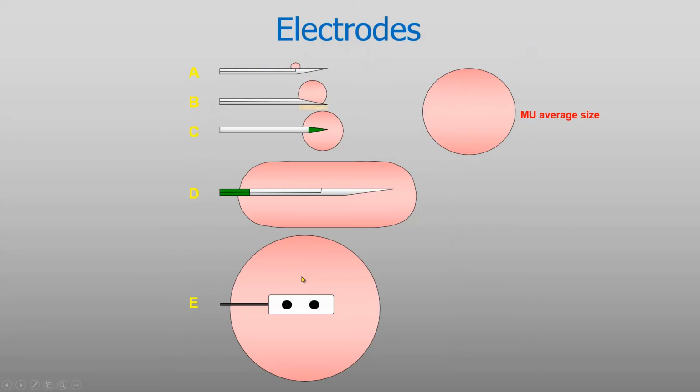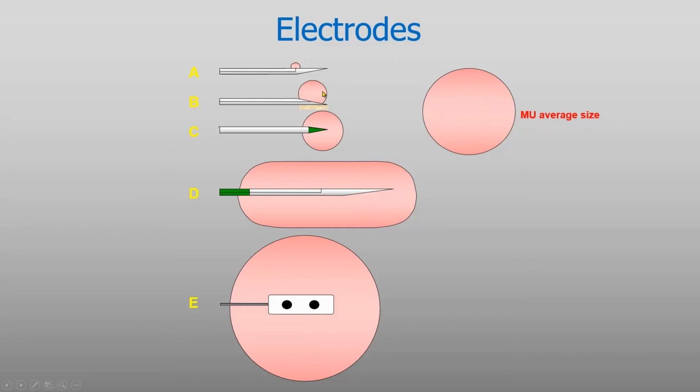So that was the background for why we can have an advantage of recording with a large recording electrode. Here are different types of electrodes that are available. Single fiber electrode here with a very small uptake area. You see this is the size of an average motor unit, 5 to 10 millimeters, and here is the very small uptake area.